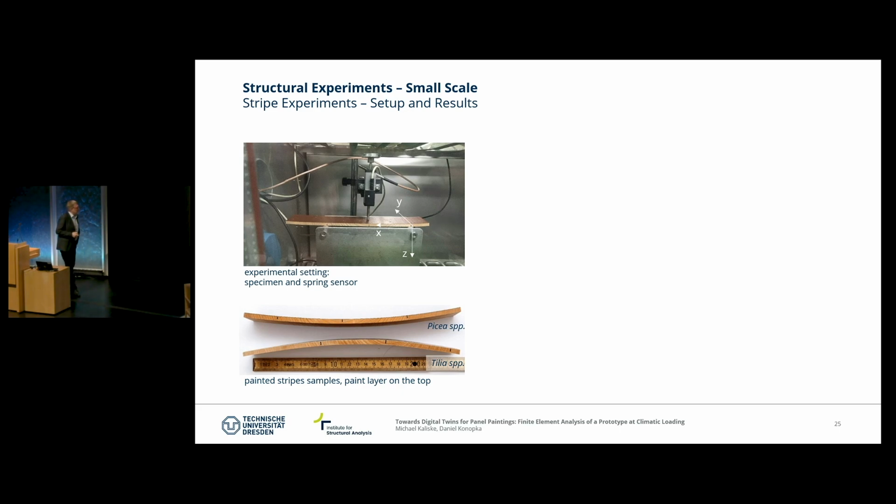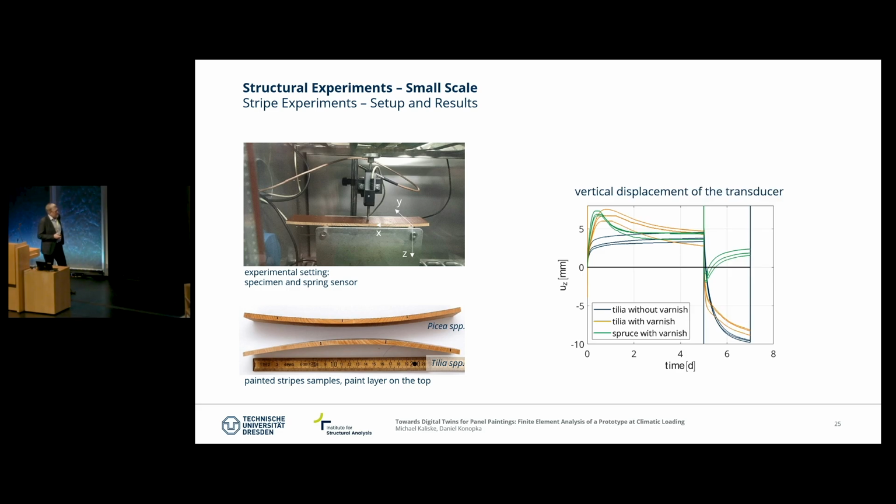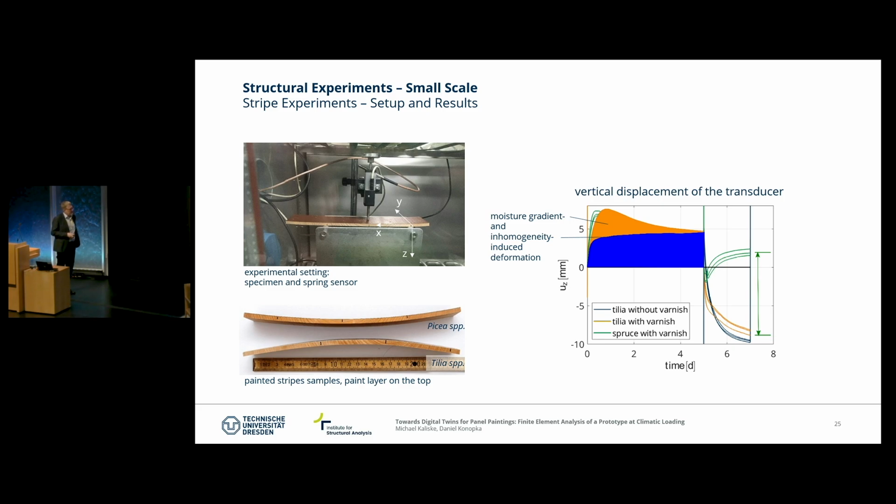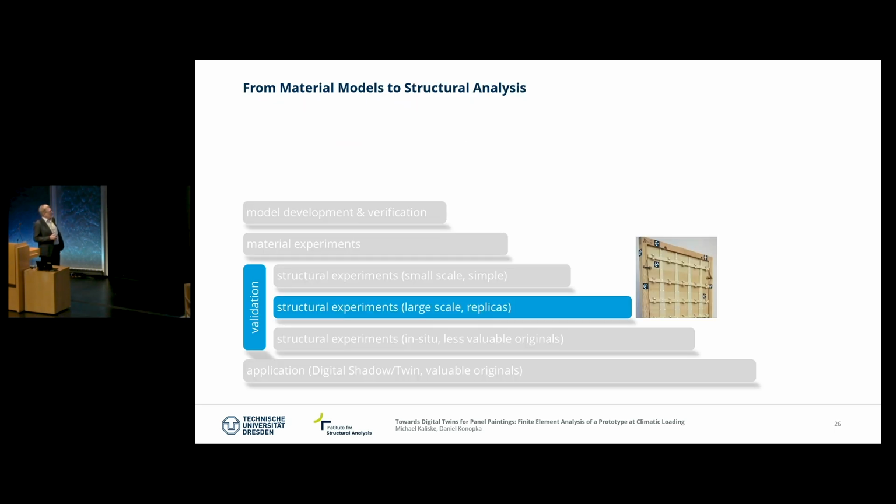So depending on the different samples, if we have samples made out of different materials, painted and sealed on one hand side and not sealed, we get different deformation responses with respect to time. And that can be compared nicely then to our, first of all, simple simulations. But it's more interesting, of course, to carry out complex experiments based on replicas.